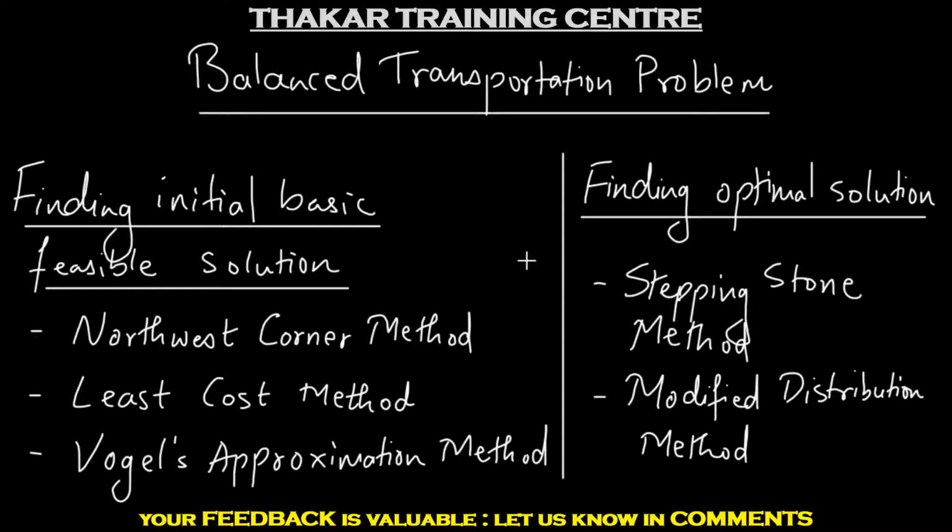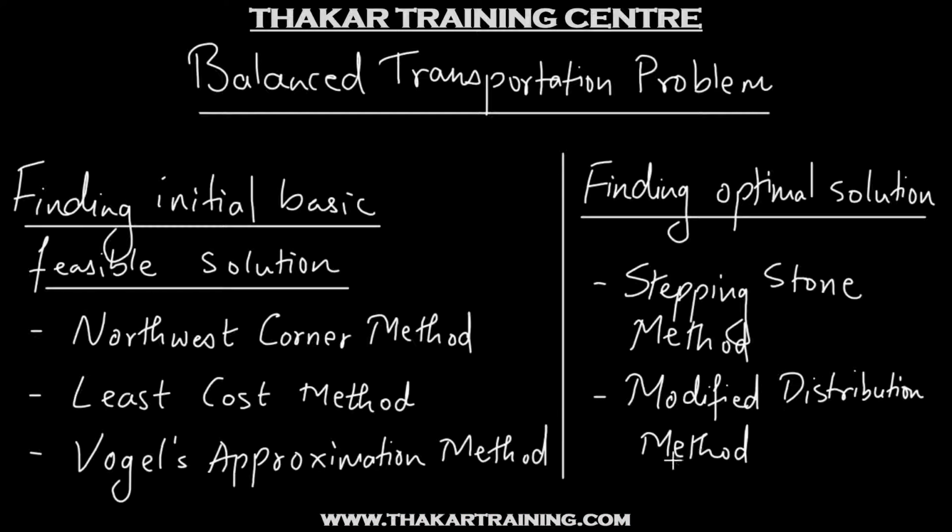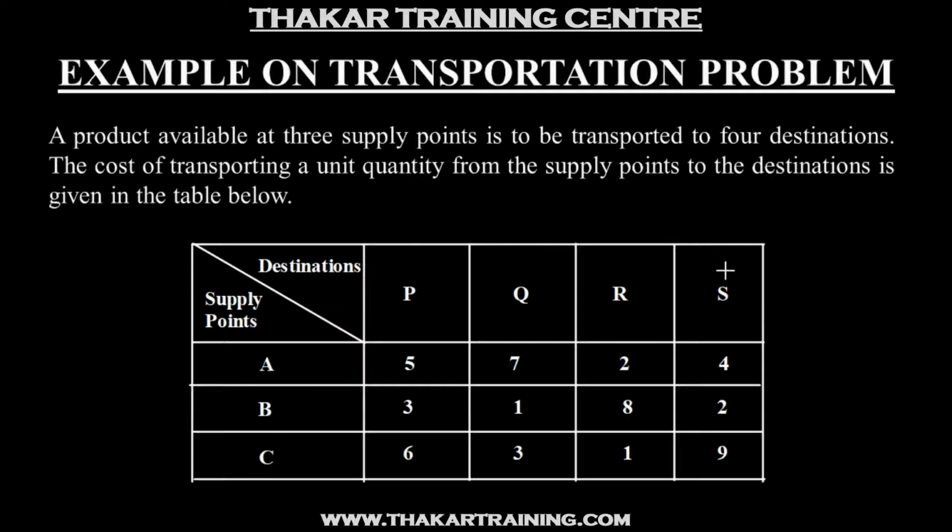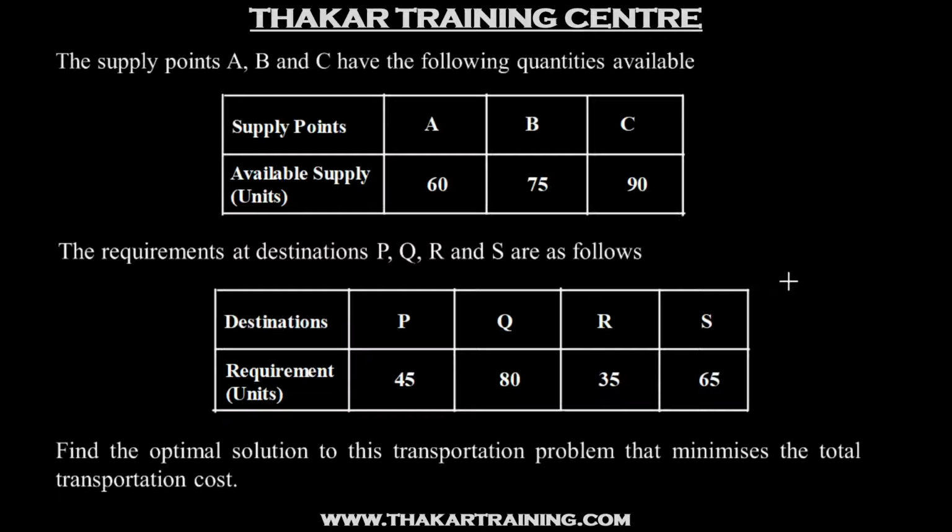So now we'll discuss the methods to check if the basic feasible solution is an optimal one, and if it is not, then how to find the optimal solution. The two popular methods of doing the same are the stepping stone method and the modified distribution method. In this video, we'll be discussing the stepping stone method. We'll continue with the same example that was used in the previous videos.